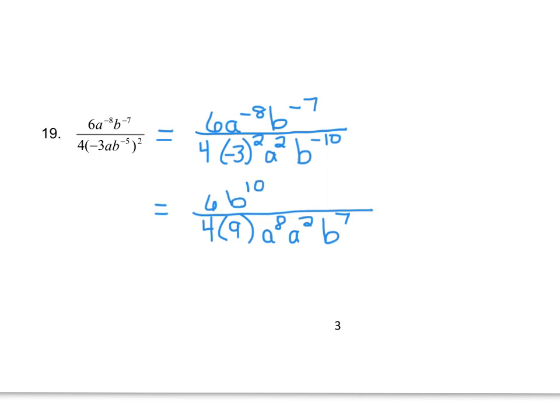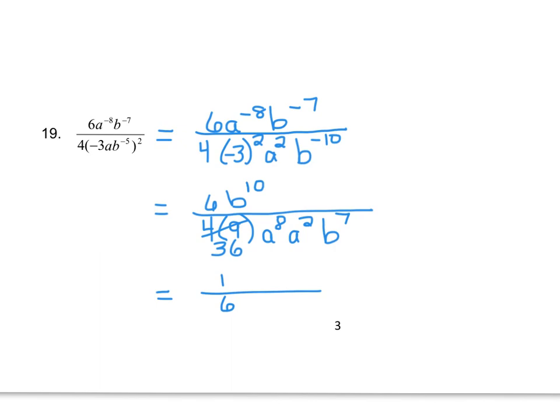Now at this point, we just want to simplify this as much as possible. I'm going to start with my numbers. On the top, we have a 6, and on the bottom, we have 4 times 9. Now, 4 times 9 is technically just 36, right? So 6 over 36, doesn't that simplify to 1/6? So in our final answer, we're going to have a 1 over 6. And we might not need to put that 1 there. If there's other things that go on the top, we can ditch that 1 later.